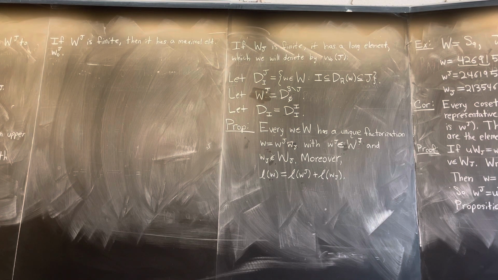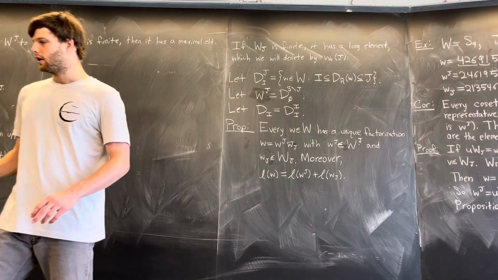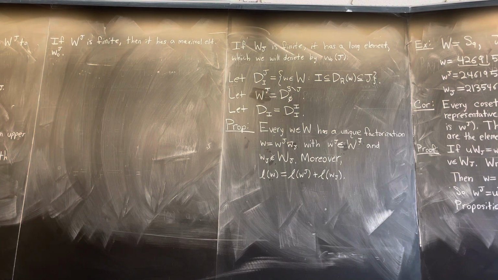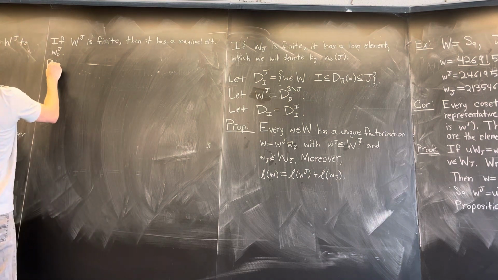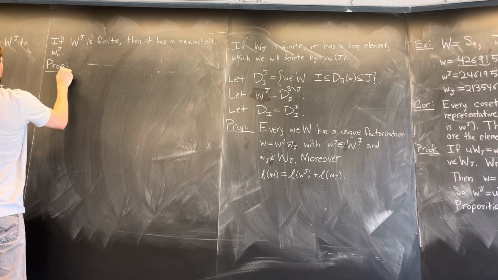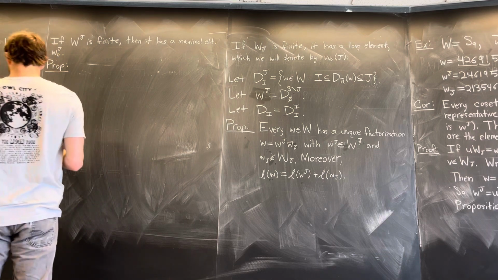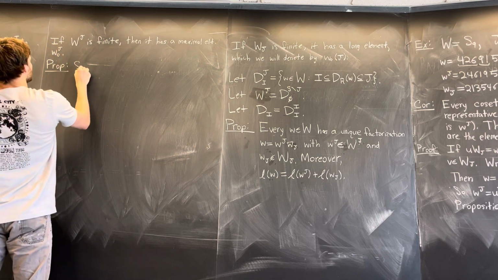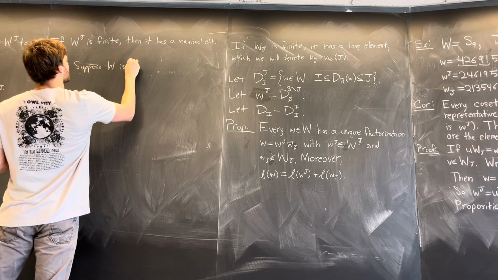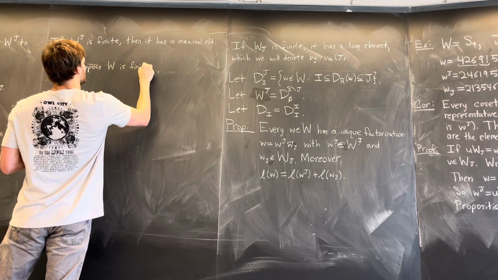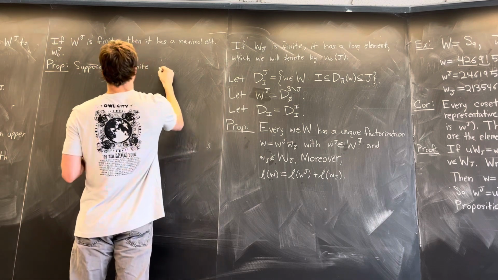Let's see if we can get to lattices. I want to talk about lattices because I mentioned them on the next P set. So hopefully we can get there, but I want to finish this first. So, okay, proposition. Suppose W is finite. And J is some subset of S.